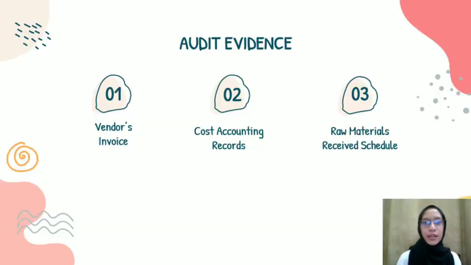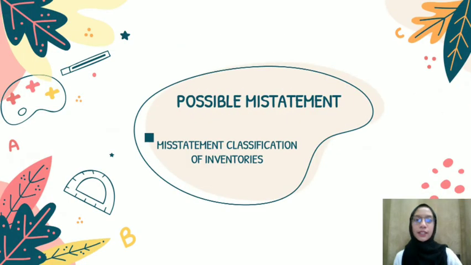We have three types of audit evidence for classification: the first one is vendor's invoice, then cost accounting records, and the last one is raw materials receipt schedule. The last part that we will discuss is possible misstatement. It is misstatement of classification of inventories. This means that although the auditor has done all the tests, it is still possible for some inventories to be wrongly classified, especially for big companies that have a large amount of inventories.